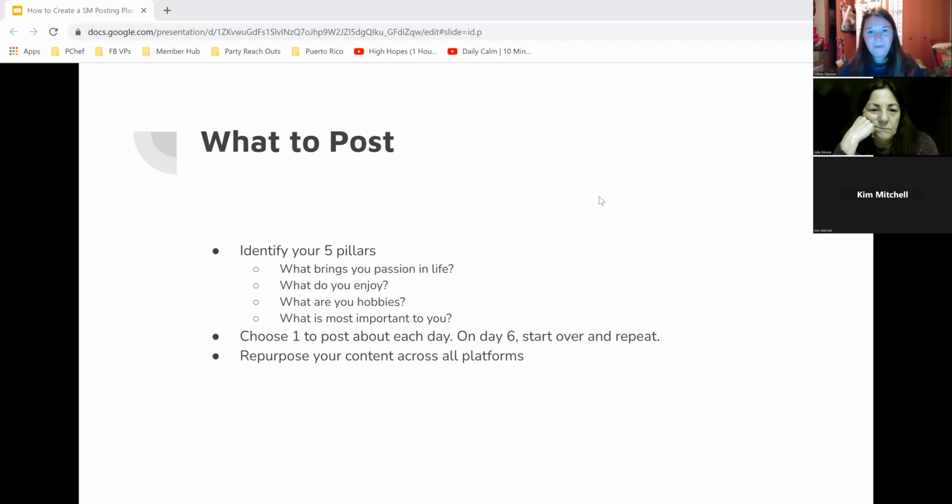So as you are out and about, let's say family is one of them. And so you're out and about doing things with family, especially with the holidays coming up. Take pictures, take videos. Candid snapshots are going to be best, and throw them in a labeled folder on your phone. So organize them with your 5 pillars. That way it's easy access.